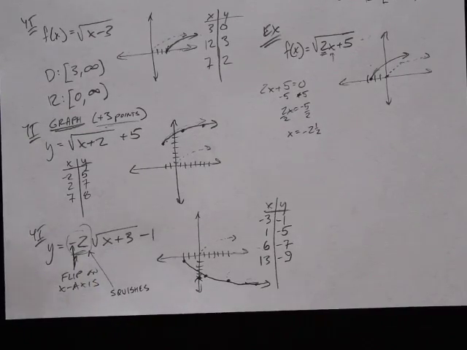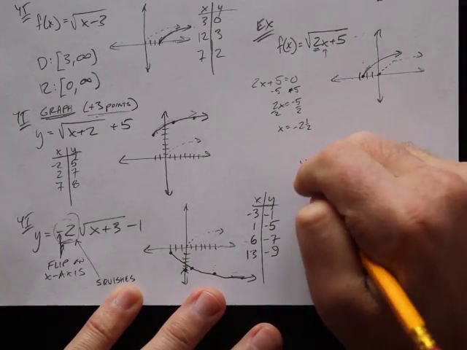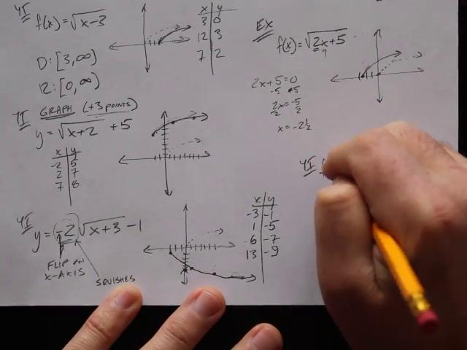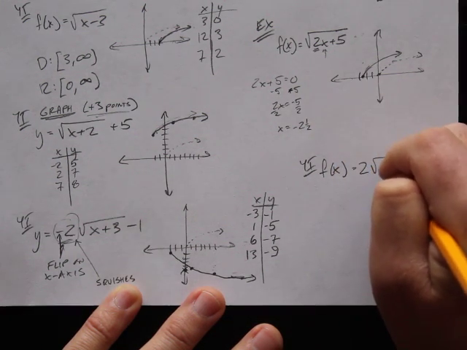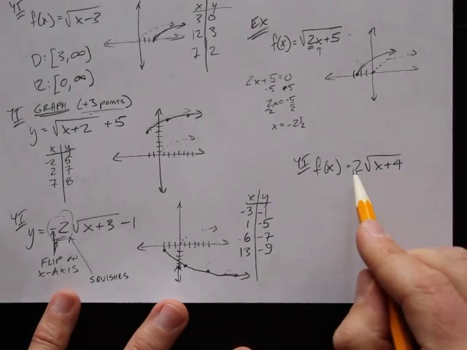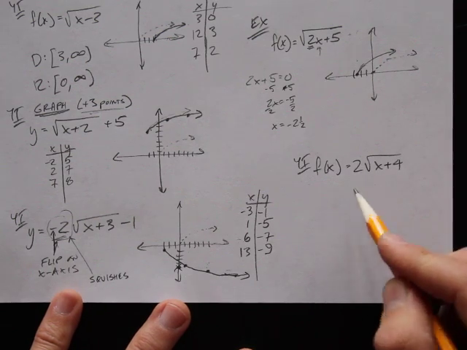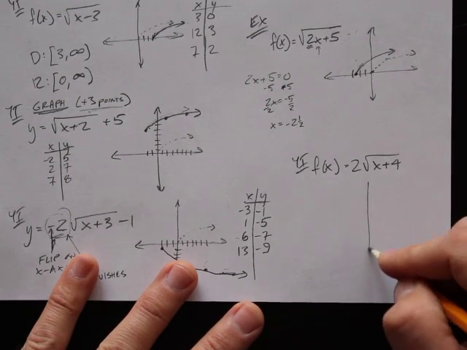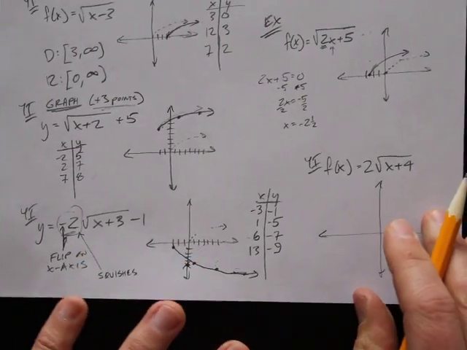Okay, great. So I want you to do one more. We're going to jam it in here. One more you try. f of x equals 2 times the square root of x plus 4. All right. So we did another example here that had a number in the front. This one is positive though. All right, let's see how you guys do. Go ahead and do this one. Go.